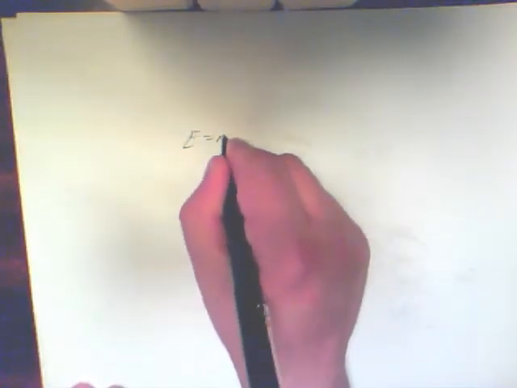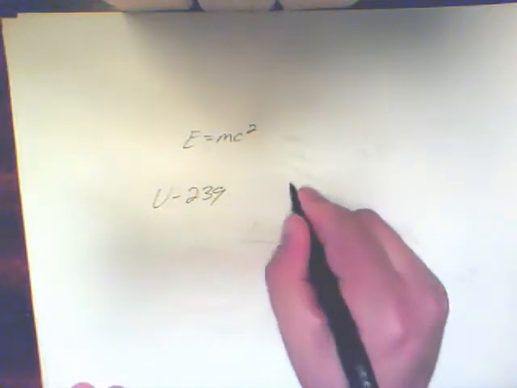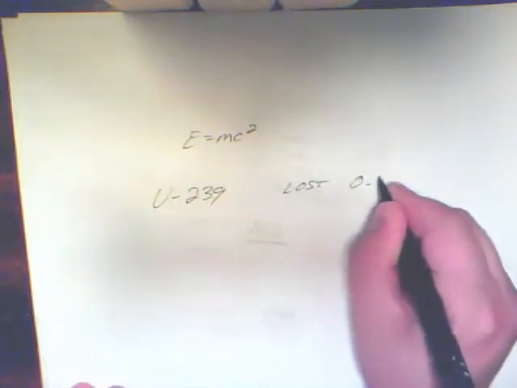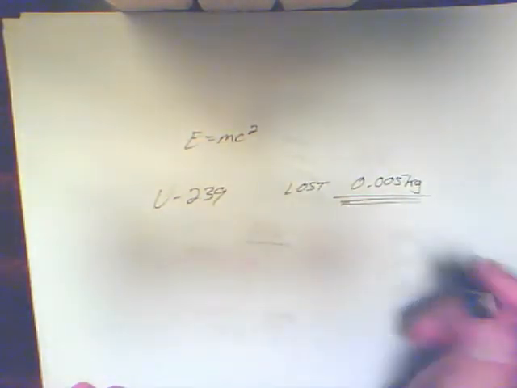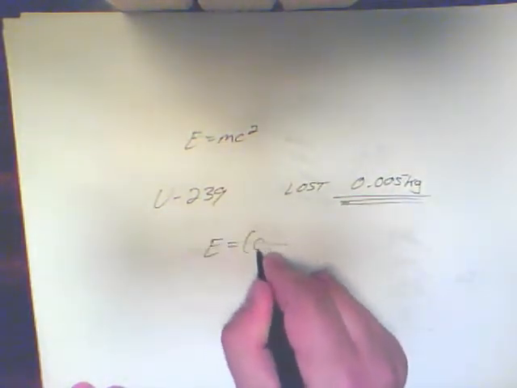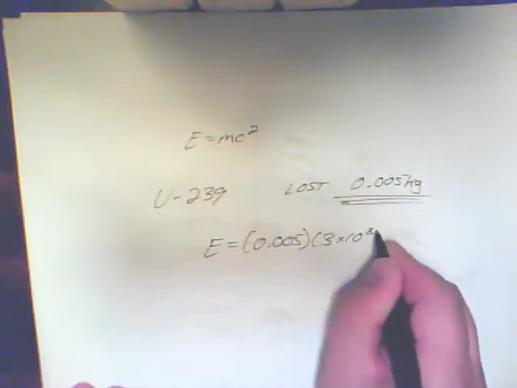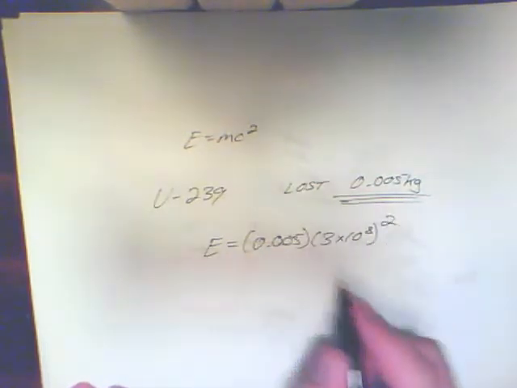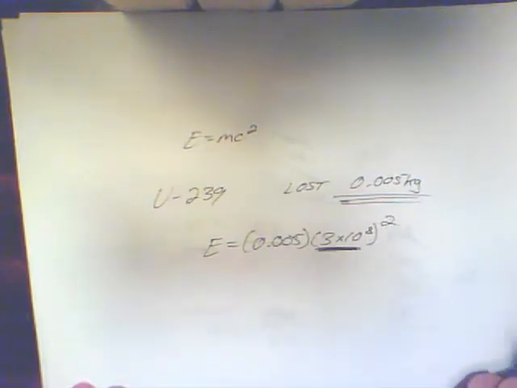The last bit about this is E equals mc squared. So we might have a uranium-239 reaction in which we lost 0.005 kilograms of uranium. It wants to know how much energy is released. E is 0.005. C is 3 times 10 to the 8th squared. A lot of people get confused because they don't know what to put for C. C is the speed of light.